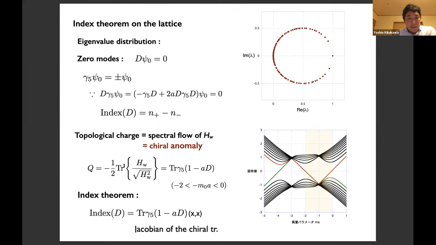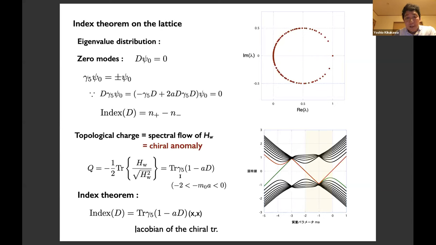And with these definitions, we can establish the index theorem, which says that the index of the Dirac operator is equal to the chiral Jacobian of the chiral transformations. And since this term is nothing but the spectral asymmetry of the Hermitian Wilson Dirac operator, which can count the topological charge of the lattice gauge field, this relation implies the index theorem on the lattice.